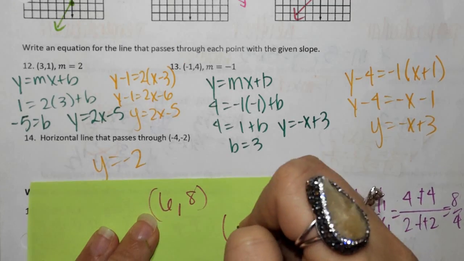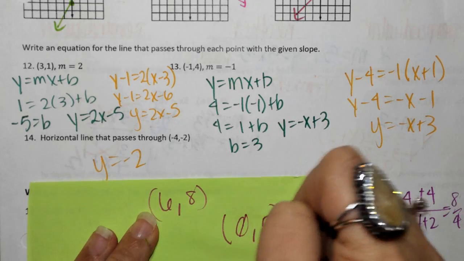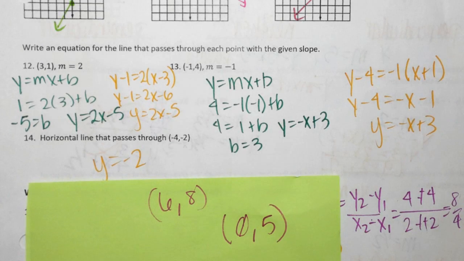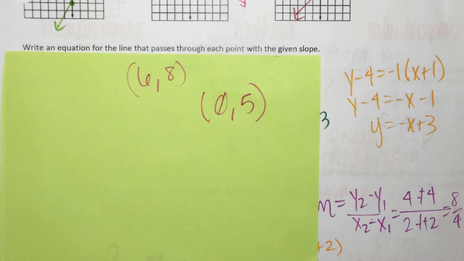Alright, if I said a horizontal line of 0, 5, what would it be? Raise your hand fast. Hannah? Take a point.